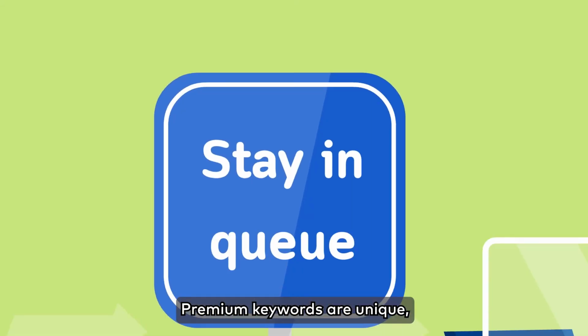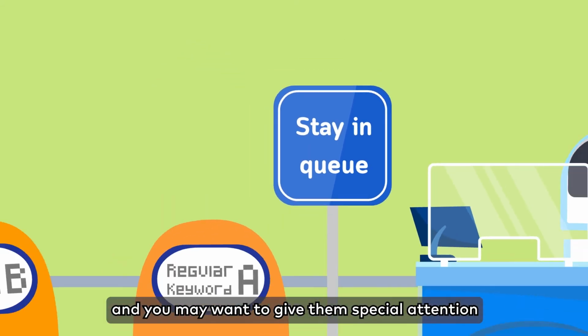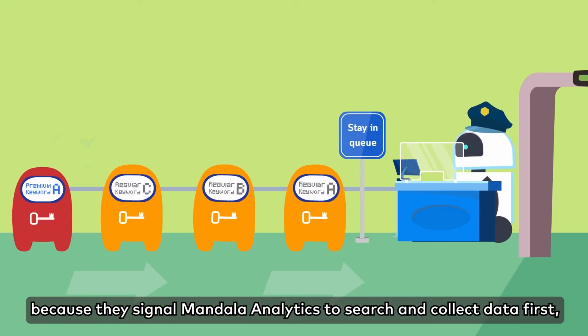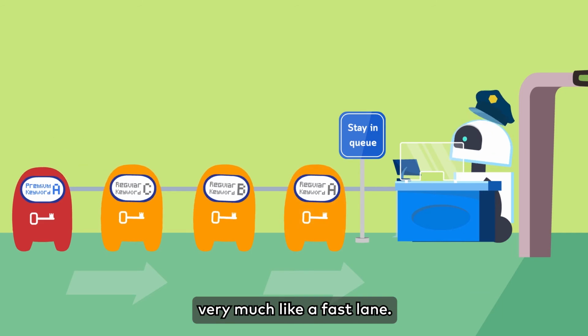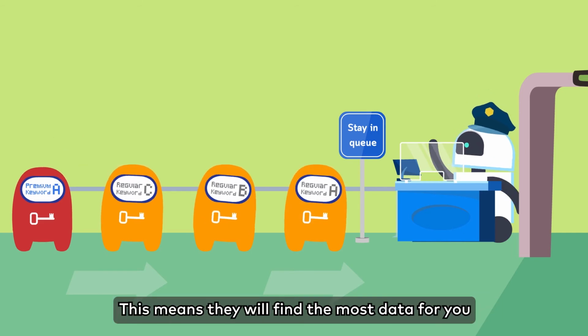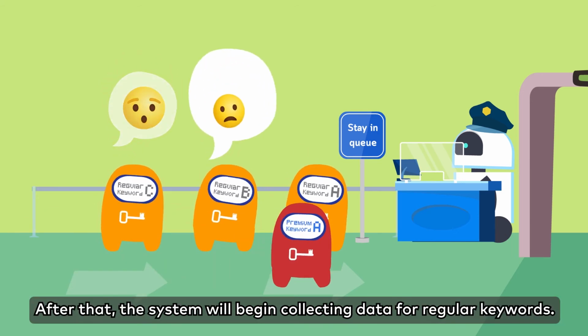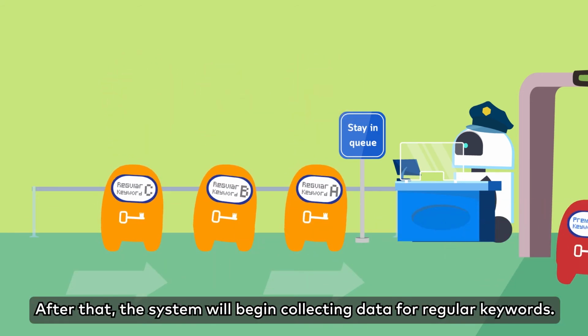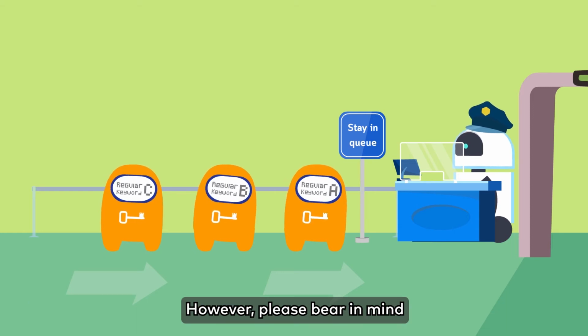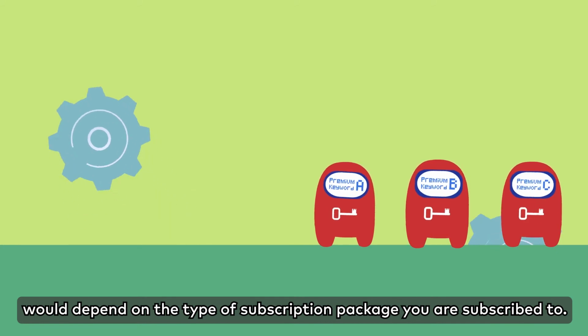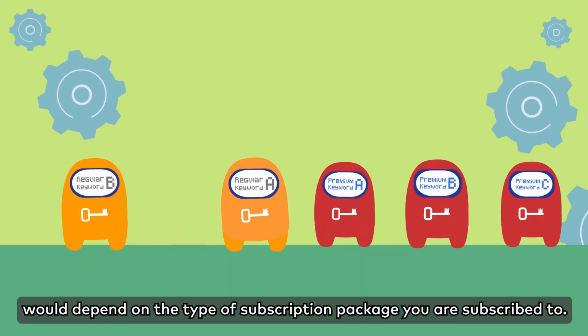What are the differences between premium and regular keywords? Premium keywords are unique, and you may want to give them special attention because they signal Mandala Analytics to search and collect data first, very much like a fast lane. This means they will find the most data for you in the shortest amount of time. After that, the system will begin collecting data for regular keywords. However, please bear in mind that the number of keywords available for you to use would depend on the type of subscription package you are subscribed to.